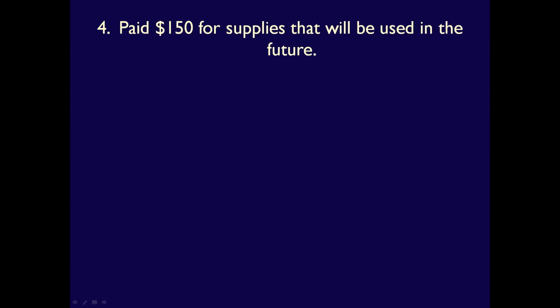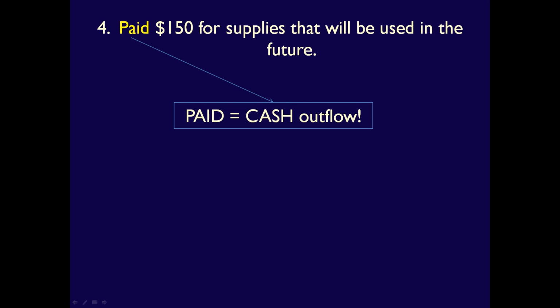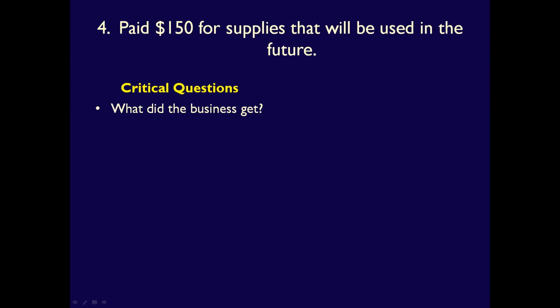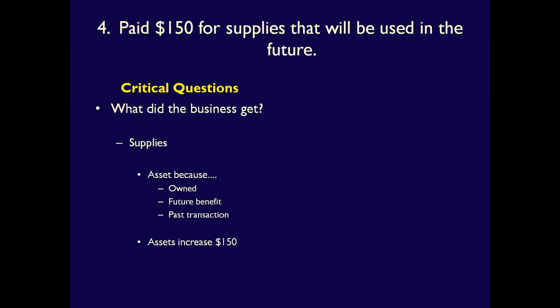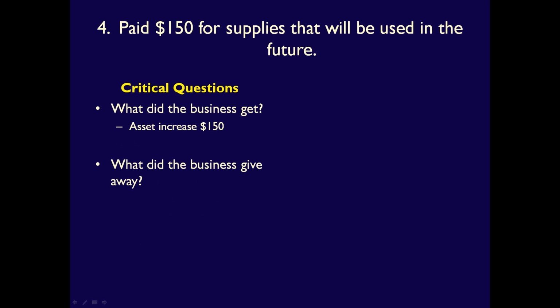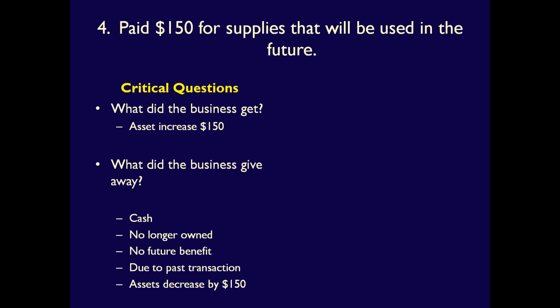Next transaction. 4. Paid $150 for supplies that will be used in the future. Note that the word paid always means cash, so there's no need for the transaction to say with cash because it's already clear. What did the business get? They got supplies. Are they an asset? Yes, because they'll help the business in the future. They're owned by the business, and it was due to a past transaction. What did the business give away? They gave away cash, which is an asset. It is no longer owned, it has no further future value for the business, and this decrease is due to a past transaction. Therefore, assets decreased by $150.